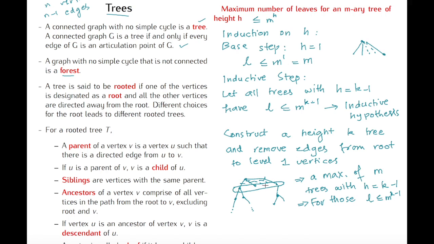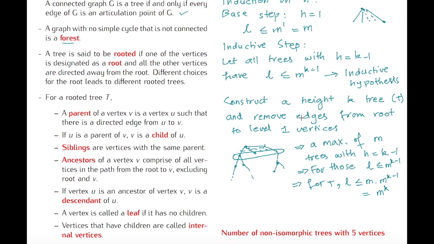And how many of them are there? Because root has a maximum of m edges or m children. So this means that if this tree is T, then for T, L is less than m times m to the k minus 1, which is equal to m to the k. Okay, so we have proved the inductive hypothesis. So this means that the maximum number of leaves for an m-ary tree of height h is always upper bounded by m to the h. Okay, so this is another example of induction here.